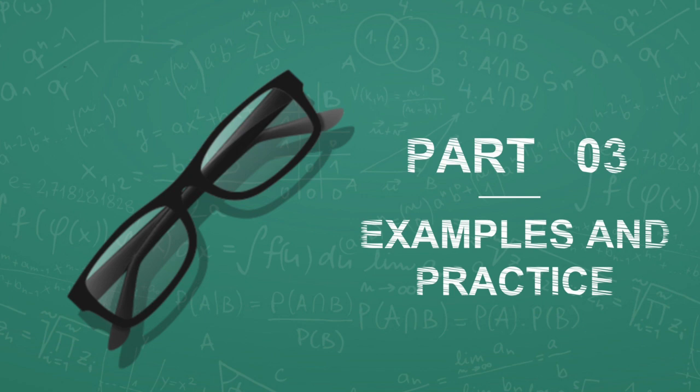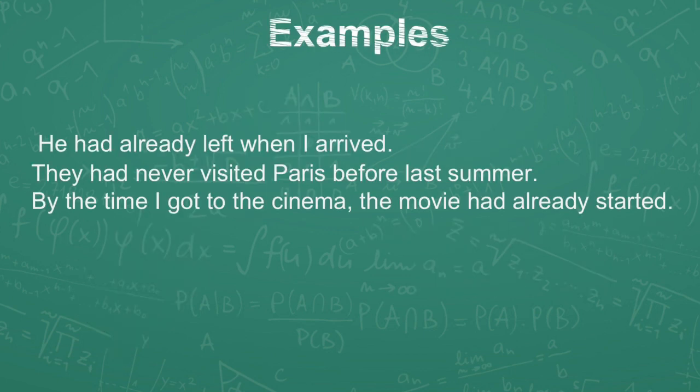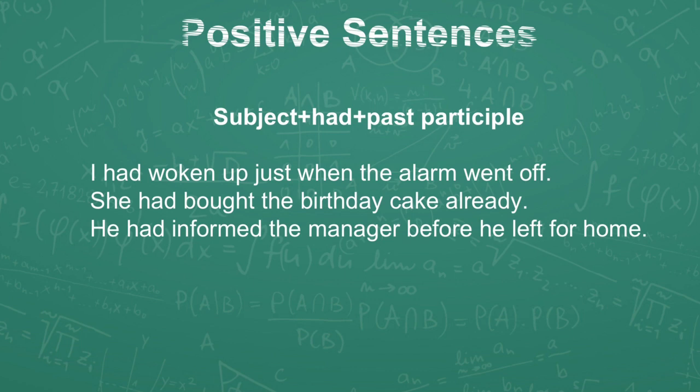We have positive sentences, negative sentences, question sentences or interrogative sentences, and negative questions as well. So these cover a range of scenarios. Before we look at further examples, let's look at the positive sentences. So the positive structure is formed by subject plus had plus past participle.